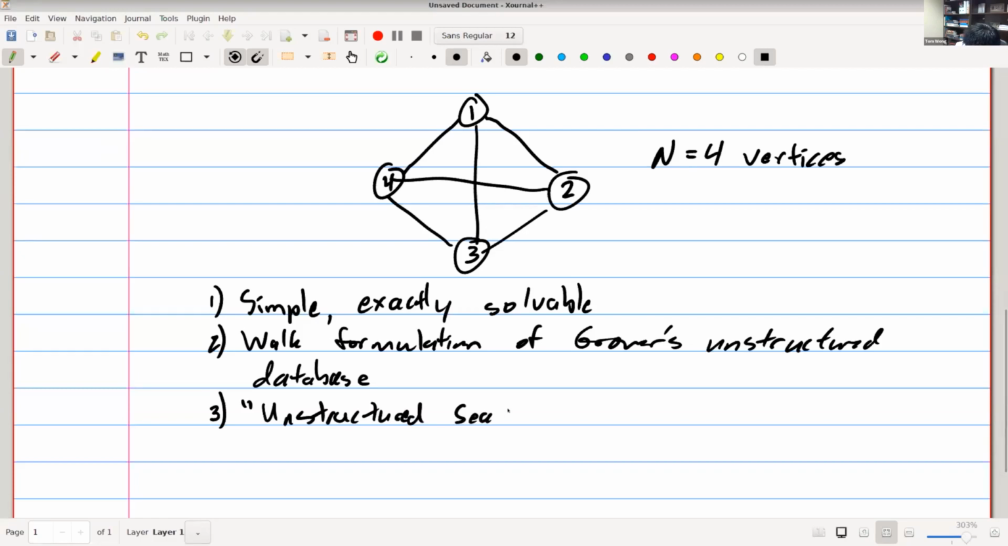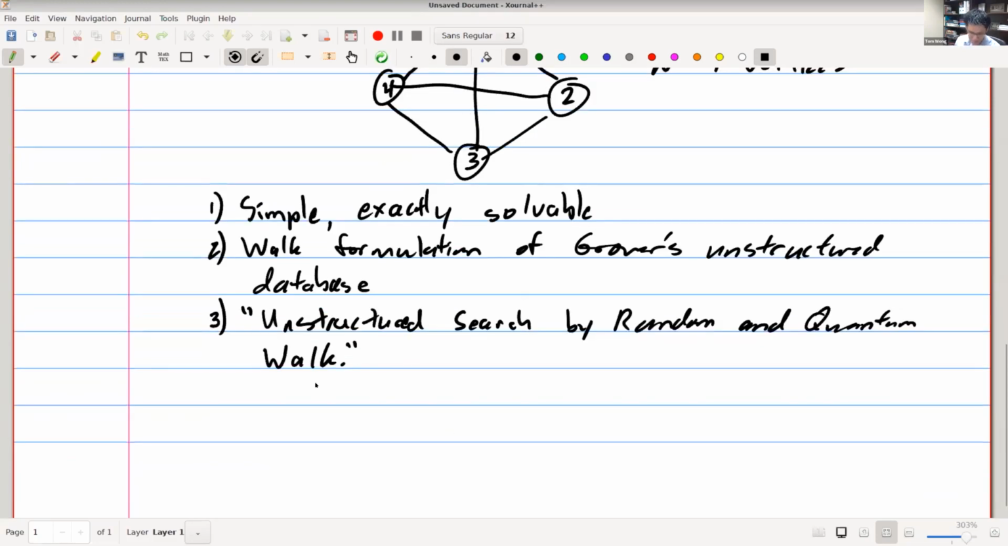Unstructured search, again, referring to the complete graph. Oops, I'm missing an R there. That's what happens when I talk and write at the same time. Unstructured search by random and quantum walk. So I explore both the classical random walk and also the quantum walk. And that's on the archive. You can just Google that title and it should come up.